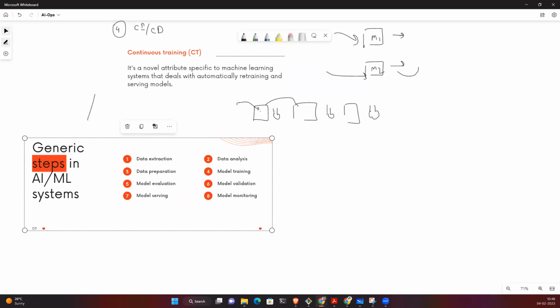Any questions so far till model evaluation? Then we go with the next stage. Yeah, please.